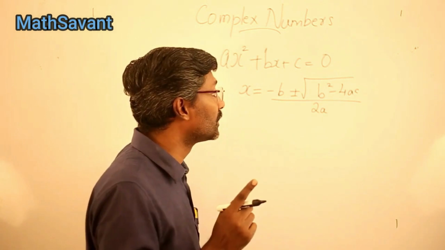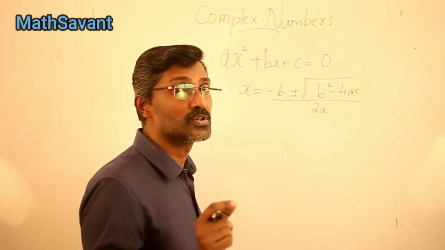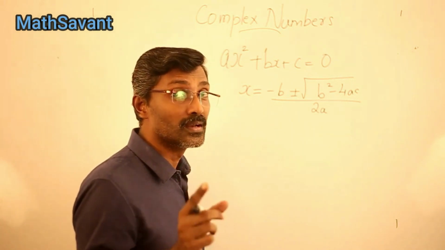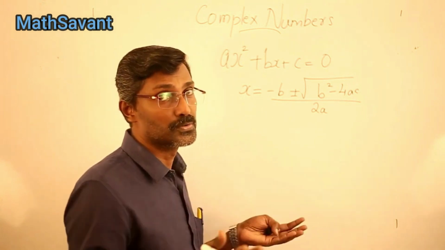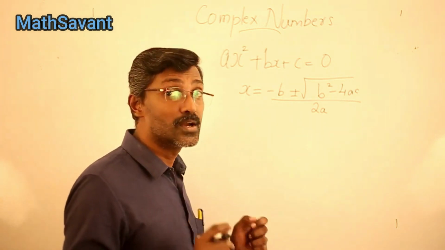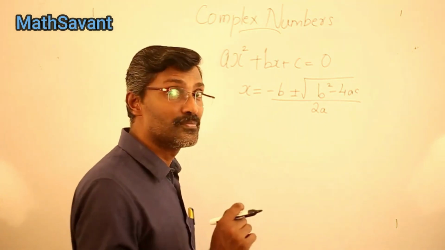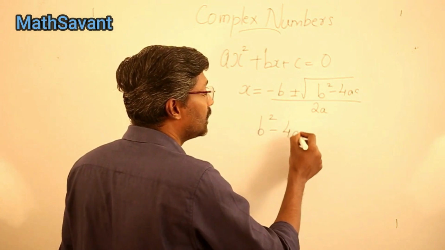Okay, you remember that? And if b square minus 4ac is equal to 0, then the roots of the equation will be equal. It will have equal roots. If one root is 2, other root also will be 2. It will be equal. Okay? That is when b square minus 4ac is equal to 0. And what if b square minus 4ac is less than 0?